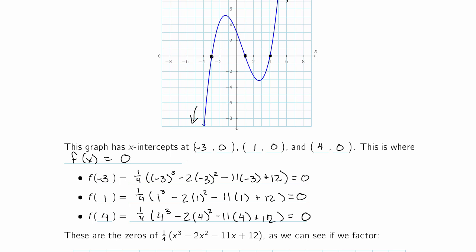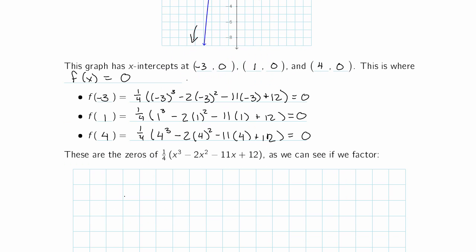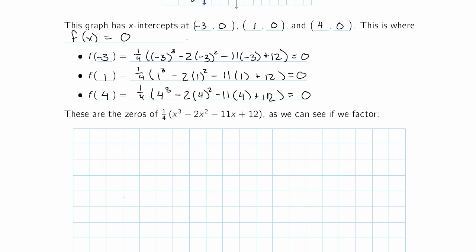Okay, so these are the places where f(x) is 0. Those are the zeros of the polynomial. Those are exactly the same zeros that we find if we factor. So we'll actually demonstrate that. That 1/4 is just going to be along for the ride for the whole factoring process.